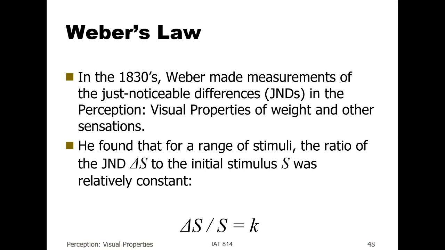In the 1830s, Weber made measurements of what are called just noticeable differences in perception. He was asking people to notice differences in weight, differences in length, and other things that you can perceive, color being one of them. He found that for a range of stimuli, the ratio of the just noticeable difference, delta S, to the initial stimulus S was relatively constant. That is to say, delta S over S equals K. Each constant depends on the thing you're trying to judge. So weight's value of K is different from the K for length, which is different from the K for color.